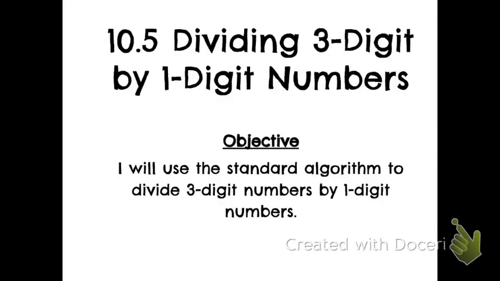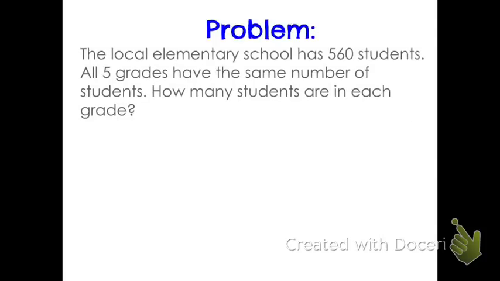Today's lesson is 10.5, dividing 3-digit by 1-digit numbers. The objective for today is that I will use the standard algorithm to divide 3-digit numbers by 1-digit numbers. The problem we are going to look at says, the local elementary school has 560 students. All 5 grades have the same number of students. How many students are in each grade?